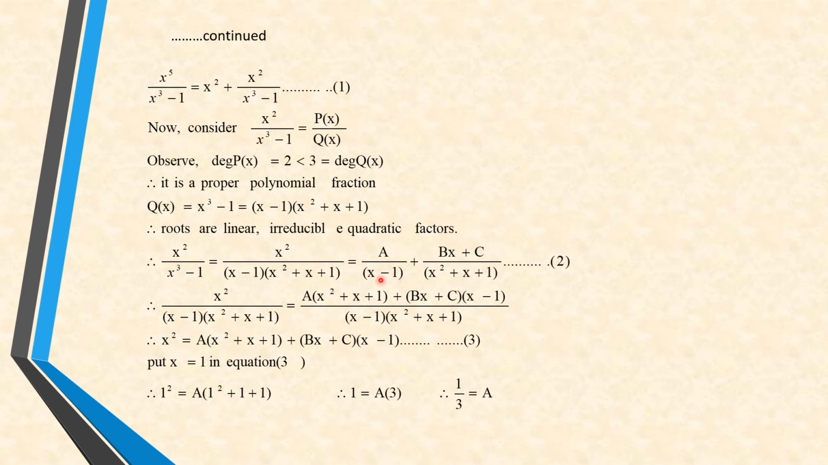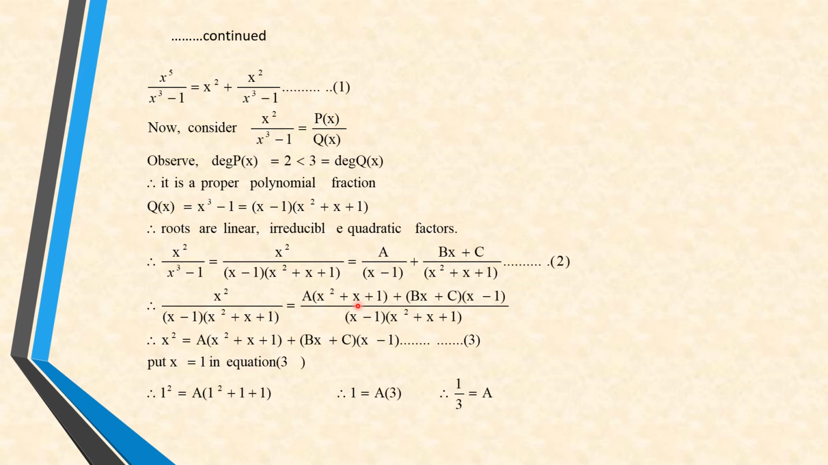Now the first factor is linear, so the numerator will be A. The second factor is quadratic, so the numerator will be a linear factor, that is Bx plus C. Since we have used A already, we will now use B and C. Again remember, whenever it is quadratic in the denominator, the numerator will contain a linear factor. Whenever it is linear in the denominator, the numerator will contain a constant. So this is our equation 2.